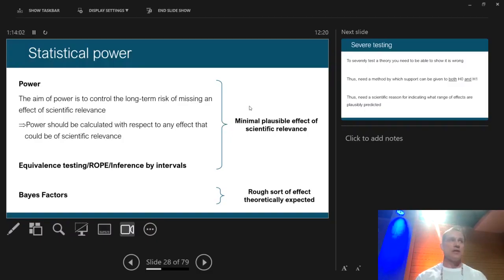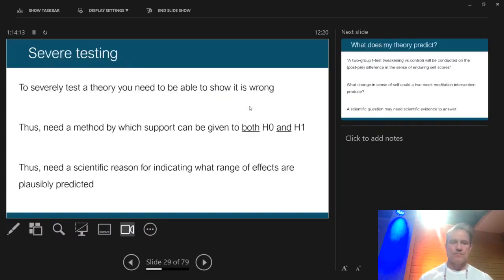And since 2015, this is precisely what I've been doing. So as I was sort of saying before, if I can do it for the flaky work that I do, then anybody can do it. So to severely test a theory, you need to be able to show it is wrong. That is, you need a method by which support can be given to the null hypothesis as well as H1.